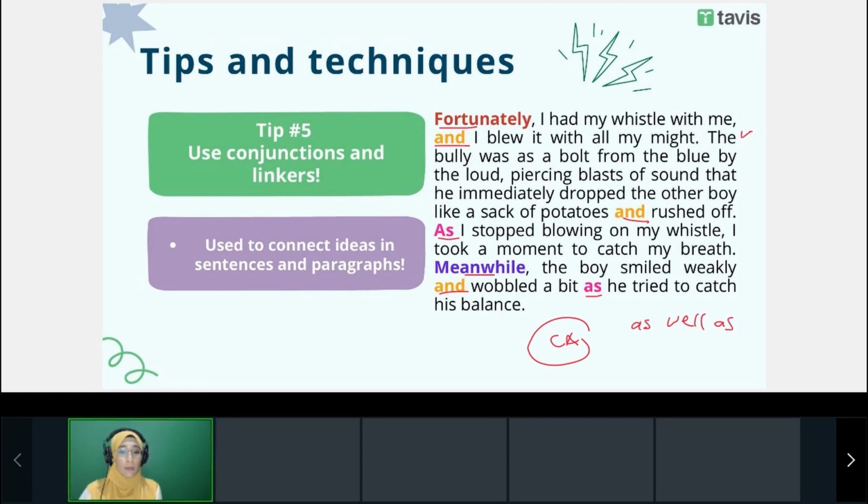Okay, so if let's say you have something, the boy smiled weakly and wobbled a bit as he tried to catch his balance. So instead of saying and, you can replace it with as well as, wobbled a bit. All right, if you see it's too repetitive, then you can use other words as well.